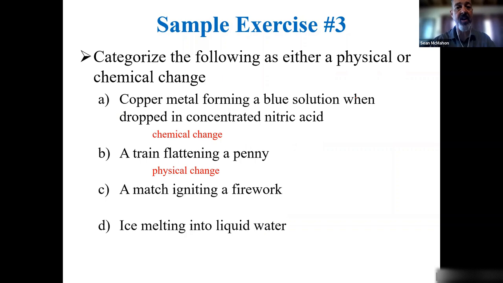A match igniting a firework. There's a release of heat, energy, and light. That's why they're so beautiful. So that's a chemical change. Ice melting into liquid water. Ice is H2O, just in a solid state, so the particles are fixed. When I provide energy, those particles separate a little bit, and when they separate, I have what's called a change of state, and now the particles can slip and slide. There's more freedom of motion because there was that energy required to separate them, but now I'm in a different state as a result. Physical change.